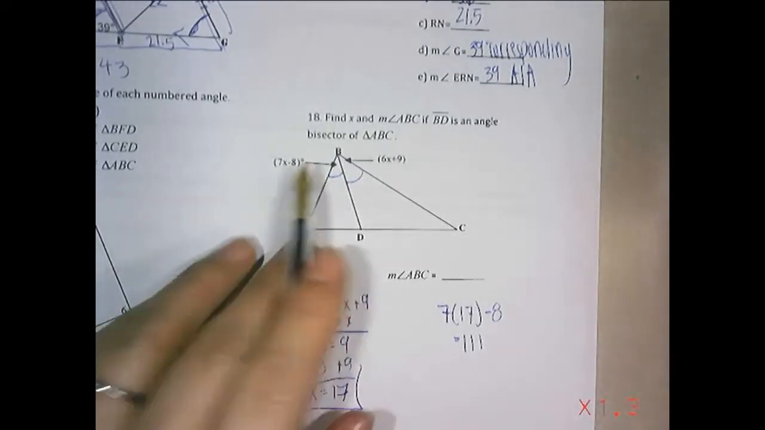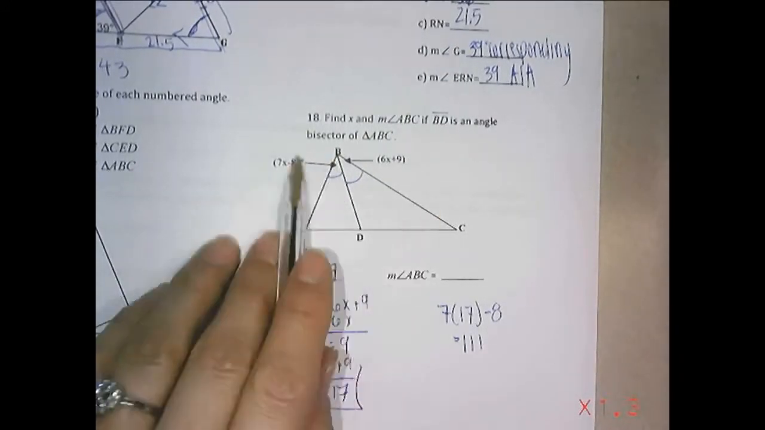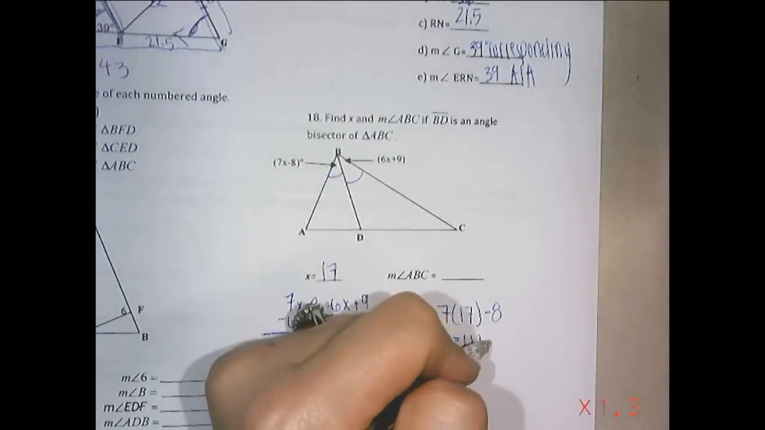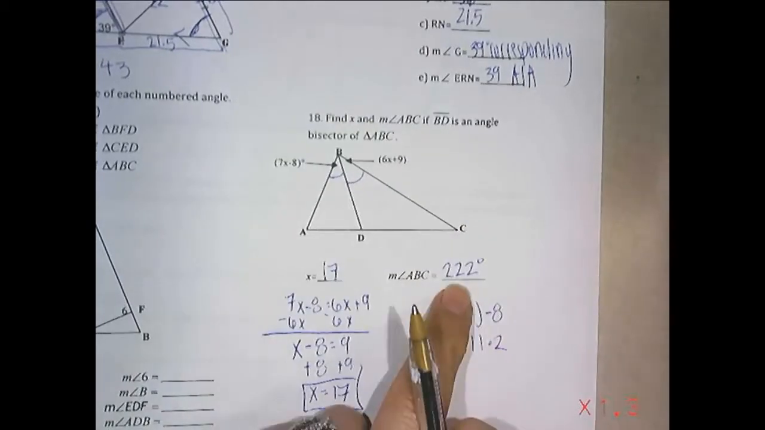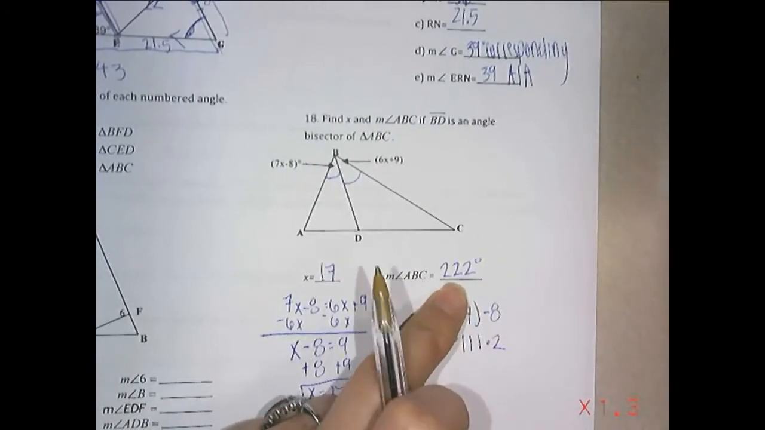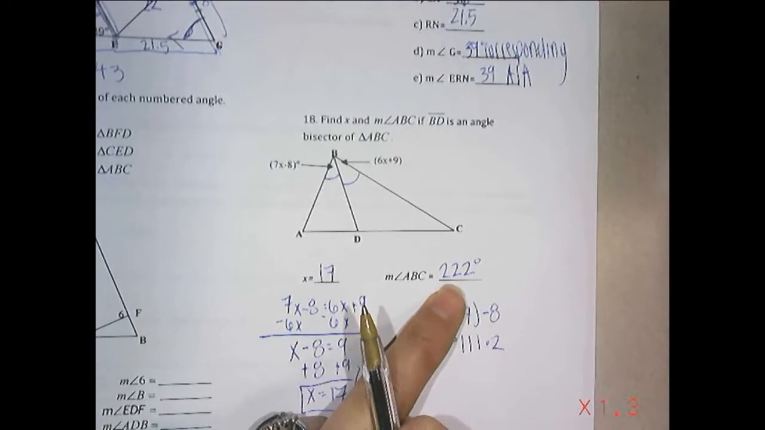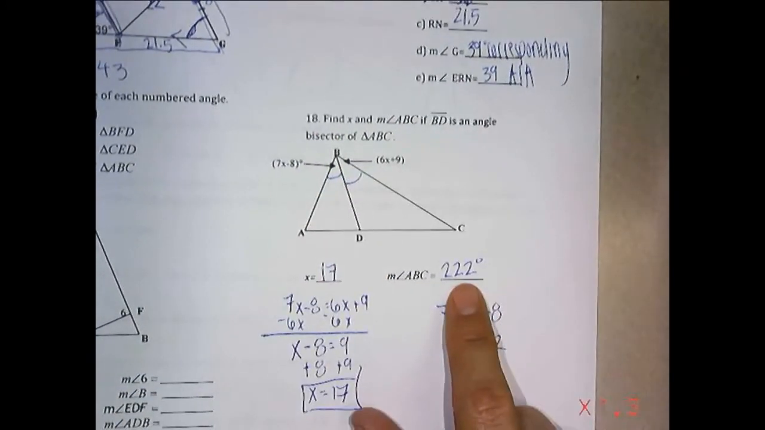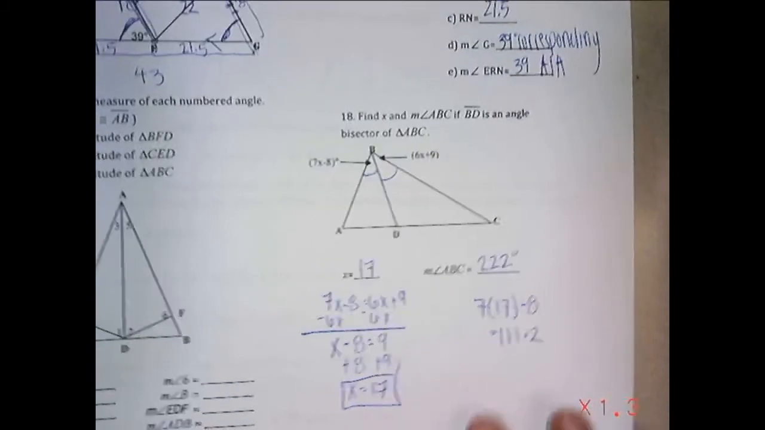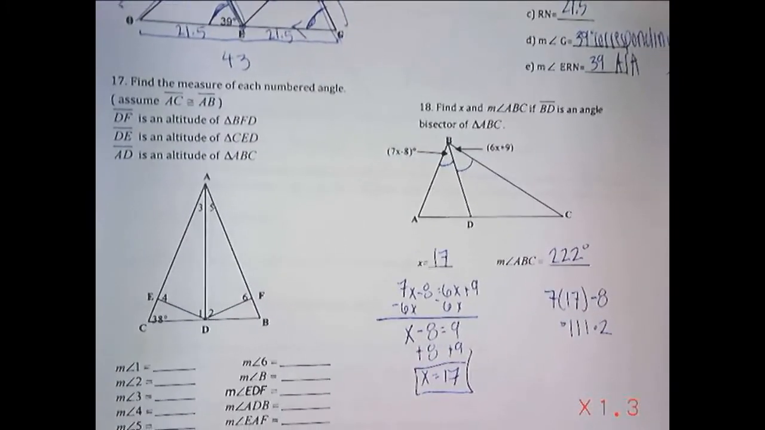Well, don't forget I need ABC, the whole angle, so I need to double it. And I'll end up with 222, which isn't correct because a triangle only has 180 degrees. But that's okay. We can just say for now, it's not drawn to scale, this is our angle measure. And then let's move over here because this was definitely a hard one.